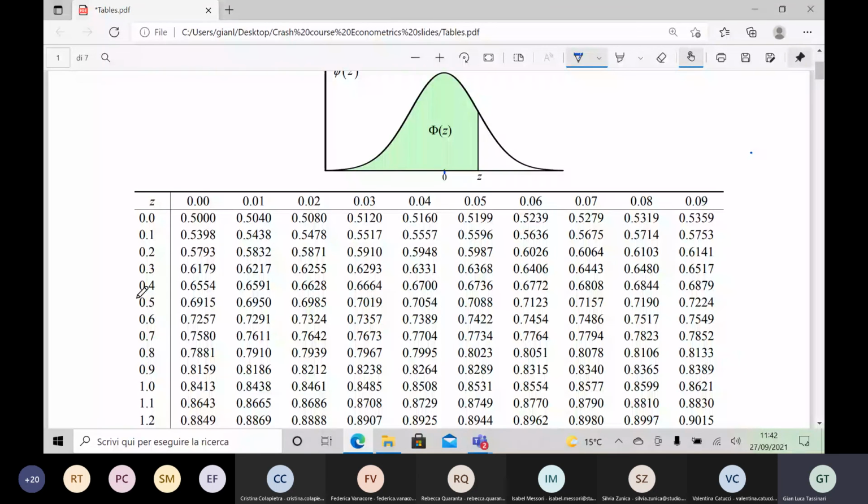So 0.45 is theta, okay? Suppose it's here, so this is theta. Suppose this is 0.45, we want to find this green area. How can you do it?